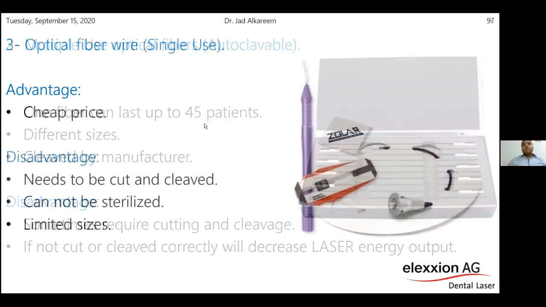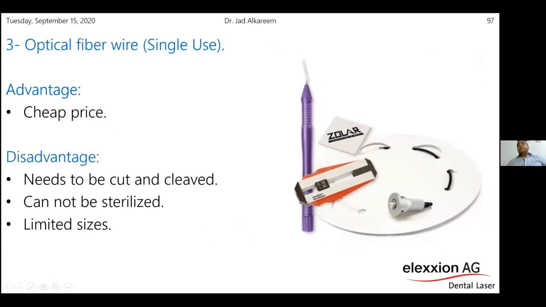Then we have the optical fiber wire. These fibers actually come in a wire, and you take out the certain length that you want, cut it, and then connect it to the handpiece. It has an advantage because it's very cheap. It is not costly, but the problem with this one is that it cannot be sterilized.